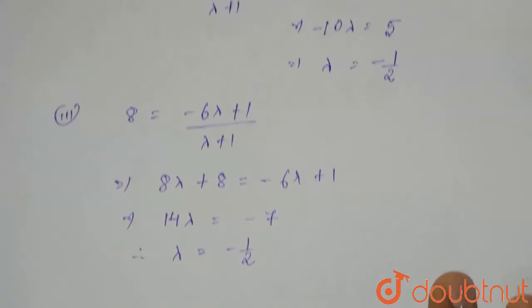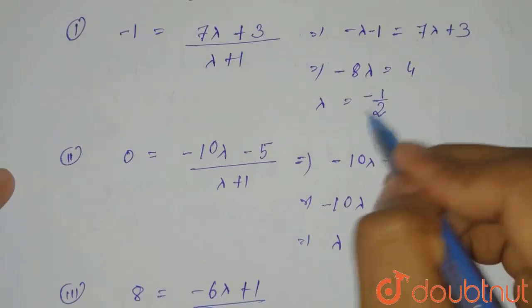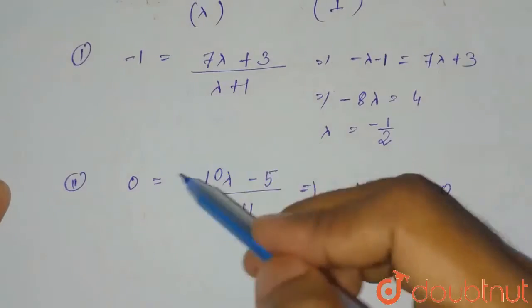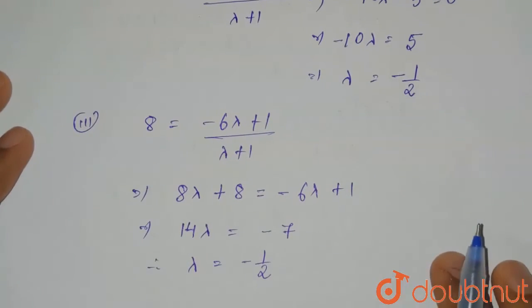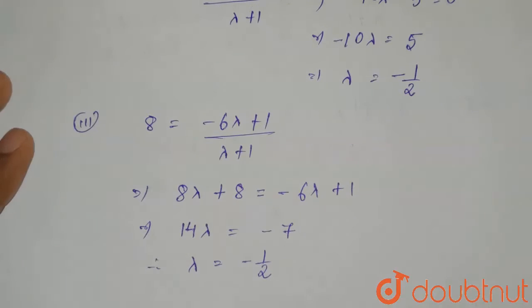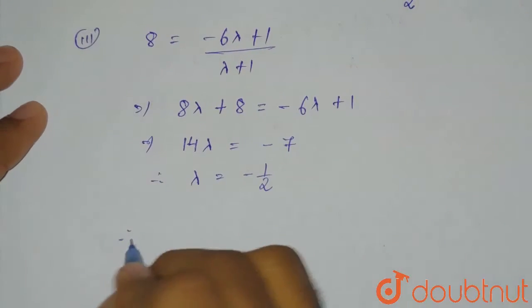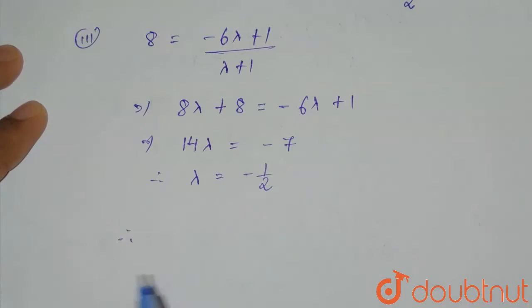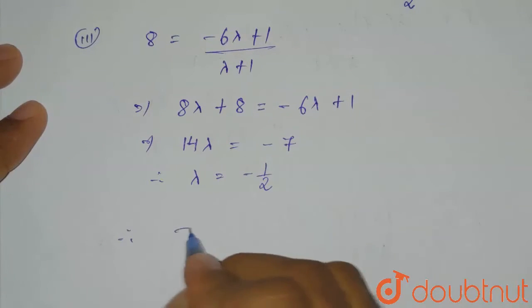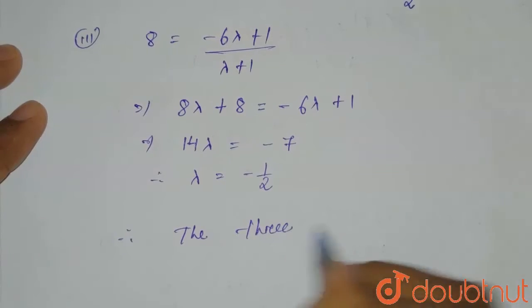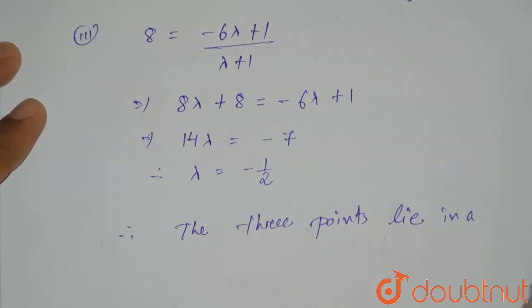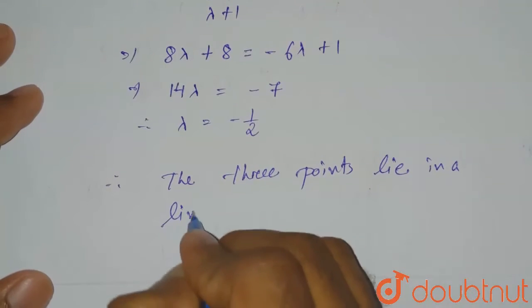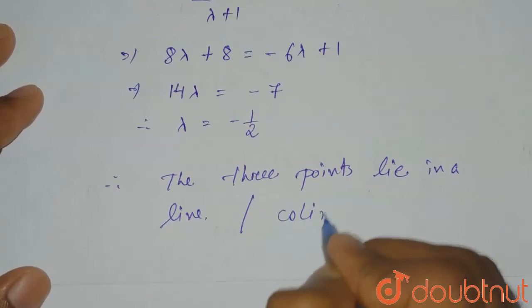That means here we can also see that the lambda value is minus half, and all three of the coordinates, x coordinate, y coordinate, and z coordinate, are supporting this value. That means they are having the same ratio. So here we can see that therefore our second option, the three points lie in a line, or you can say collinear.